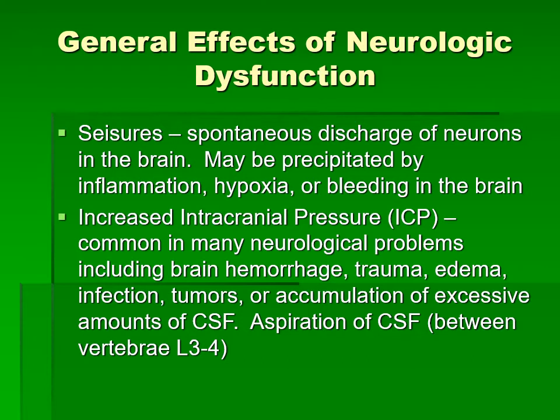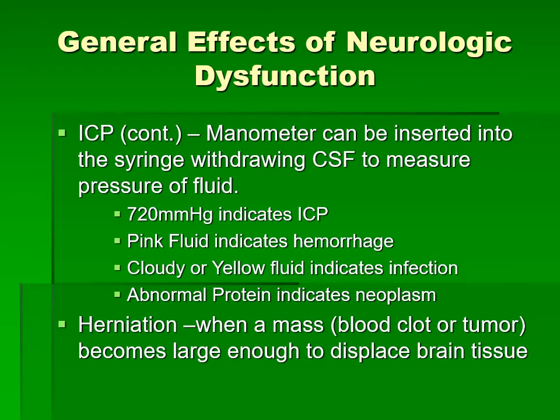And if they do a spinal tap or take spinal fluid to check for any type of abnormalities, the tap is usually in the lumbar area of the lower back between vertebrae 3 and 4. So a manometer can be inserted into the syringe, withdrawing cerebral spinal fluid to measure the pressure of the fluid. If you have a pressure of 720 millimeters mercury in that area, that indicates increased intracranial pressure.